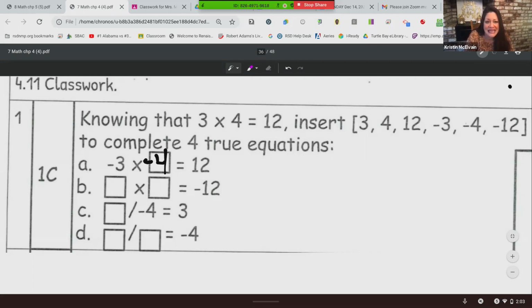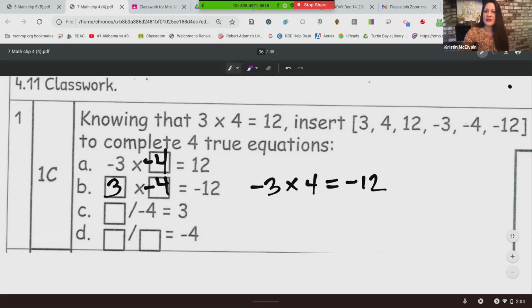All right, so now for B, we have two blank squares. What times what equals -12? Okay, so we need to have a positive times a negative. So if I were to use a +3, I would have to use -4 again to be -12. Okay, we could also do a -3 times a +4 and still get a -12. So either one of those will work.